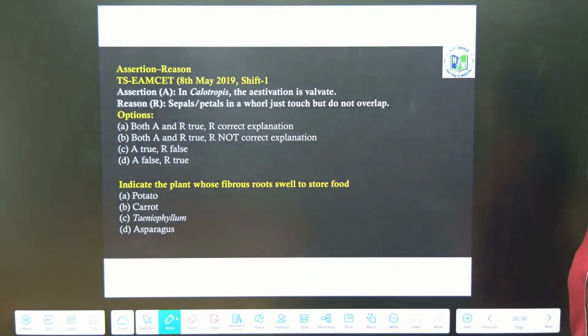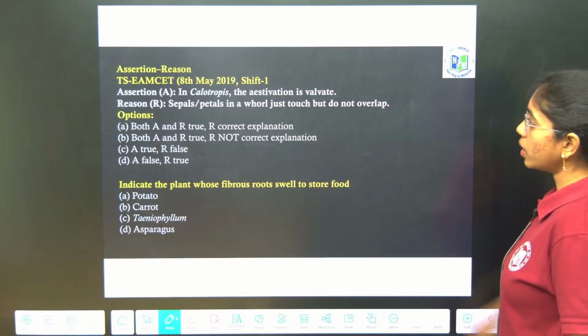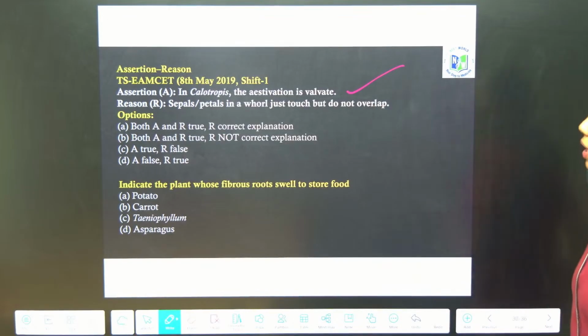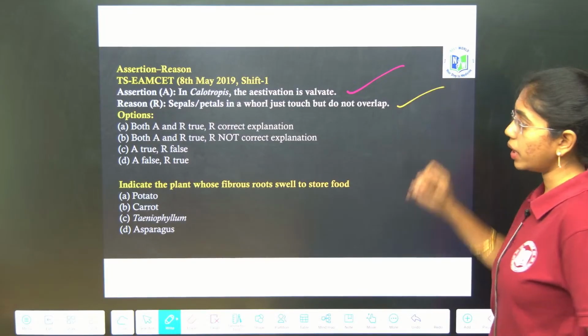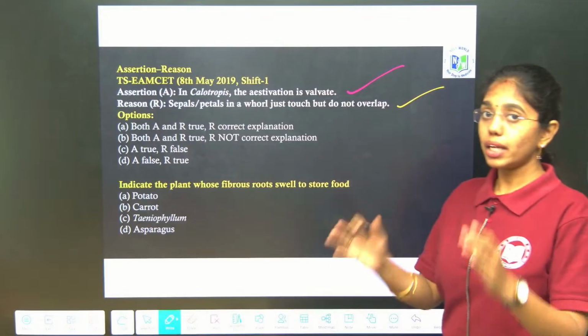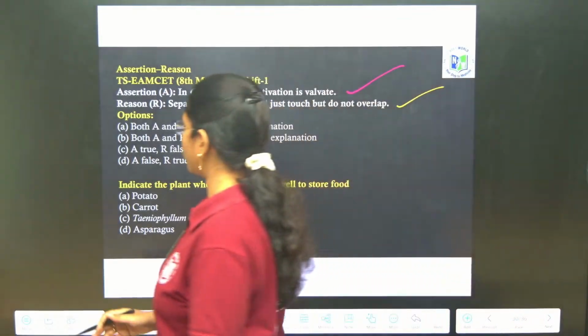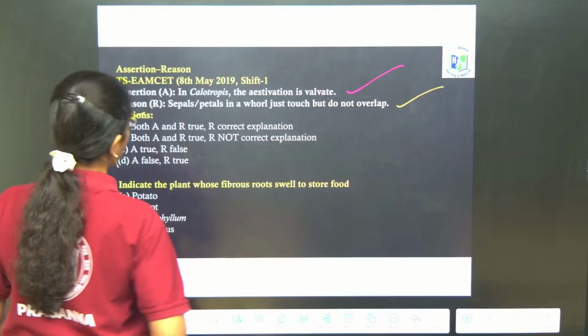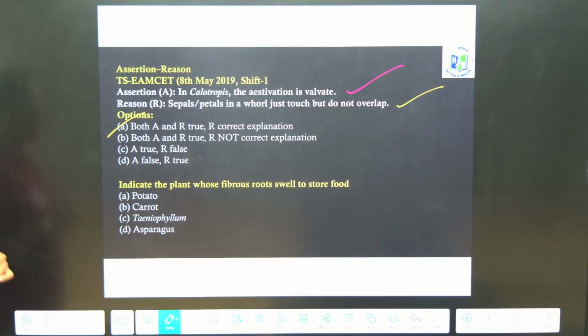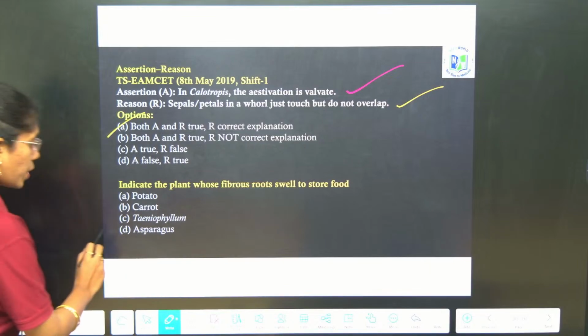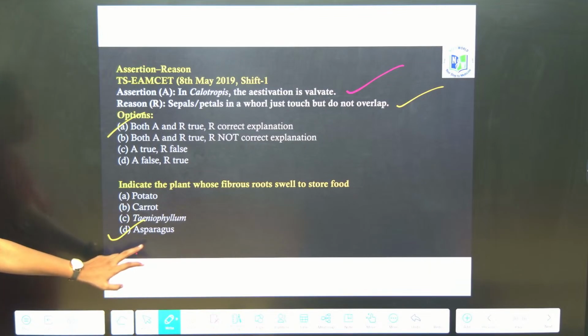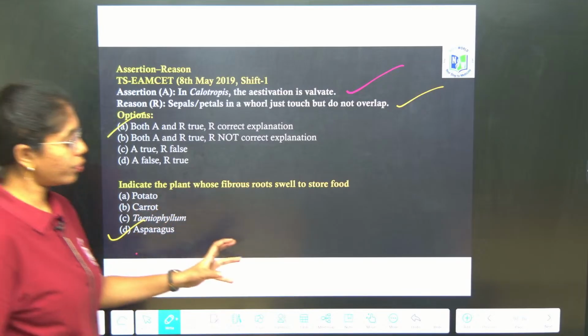Here you see an assertion reason type of question asked in EAPCET 2019. In Calotropis the aestivation is valvate, yes correct. Sepals or petals in a whorl do not just touch but do not overlap, clear, right. So, in the reason they have clearly explained the valvate type of aestivation. So, here A and R are true and R is the correct explanation of A. Indicate the plant whose fibrous roots will swell to store food. Asparagus. Okay. Asparagus is the fibrous root which swells to store the food material.